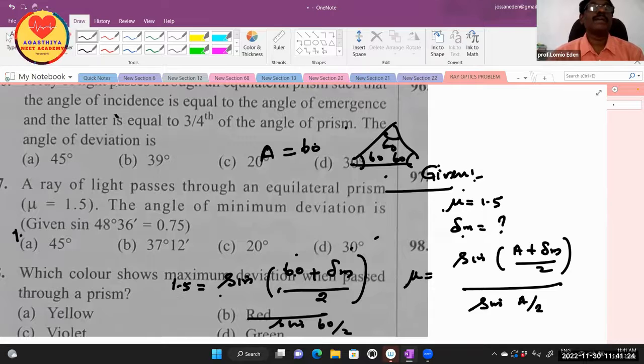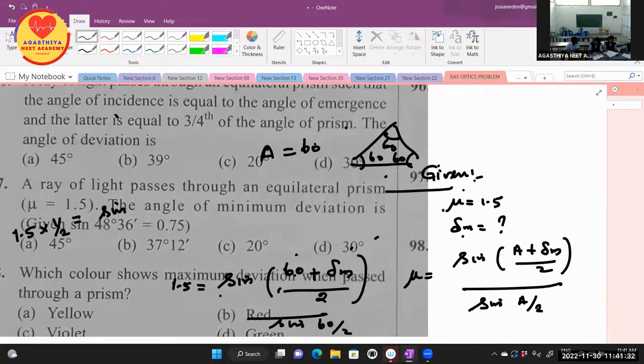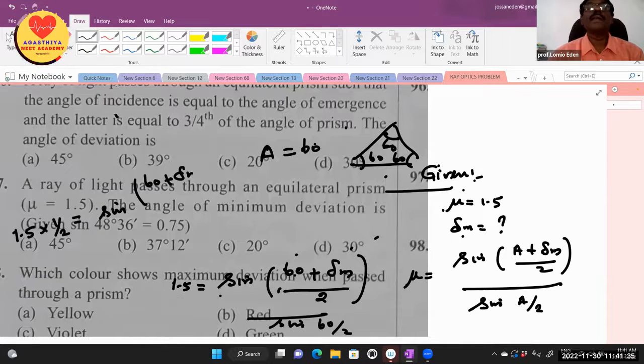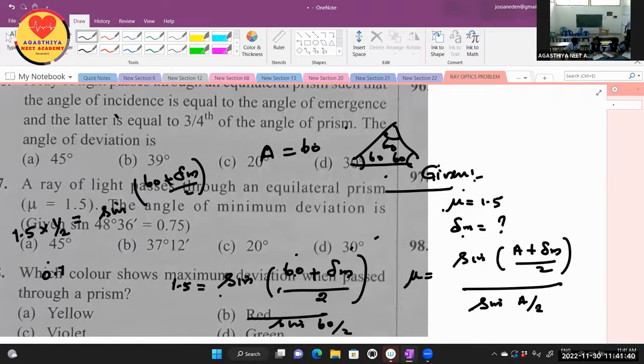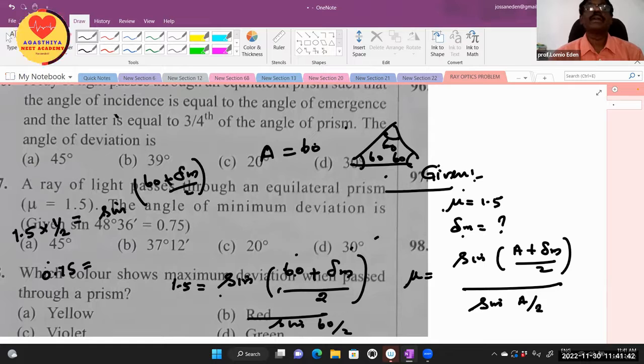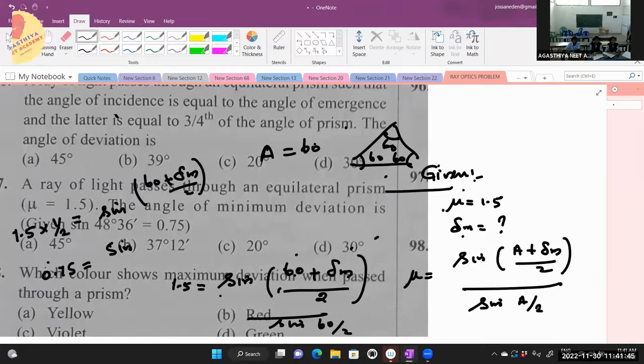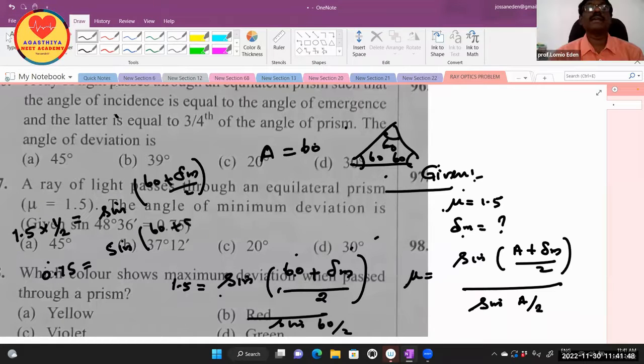Cross multiplying it, 1.5 into 1 by 2, is sine of (60 plus delta m) divided by 2. 1.5 divided by 2 is 0.75. So sine of (60 plus delta m) divided by 2 becomes sine inverse of 0.75, that is equal to the next one.